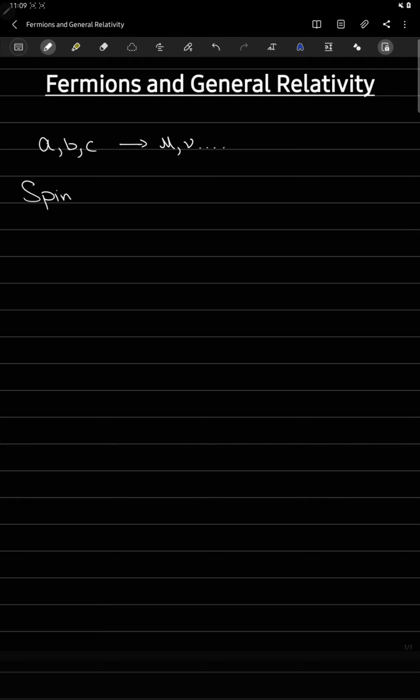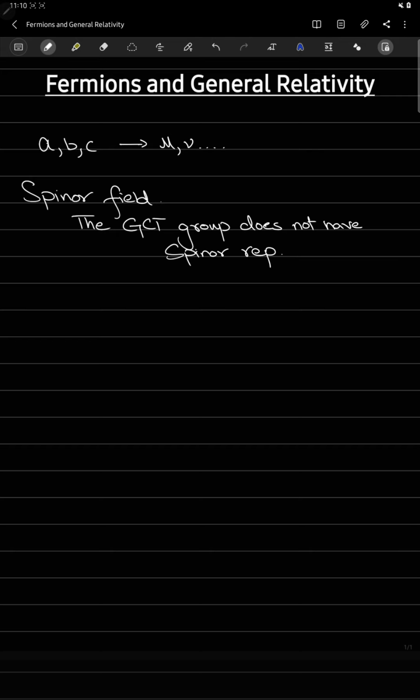which is a spinor field. And what happens is that for a spinor field, the GCT group does not have any spinorial representations, right? So there is no spin representation for a GCT group.